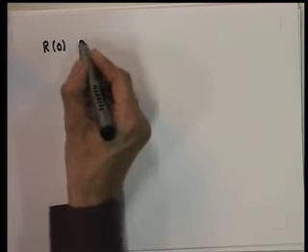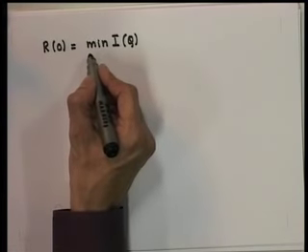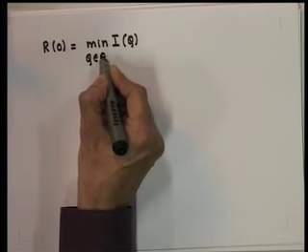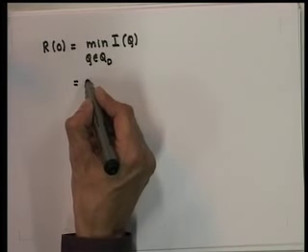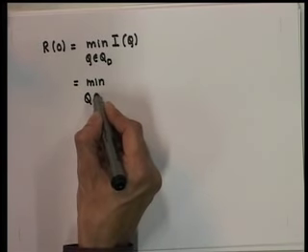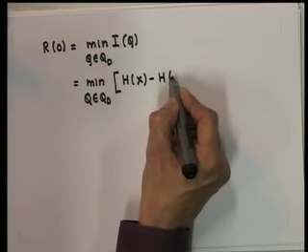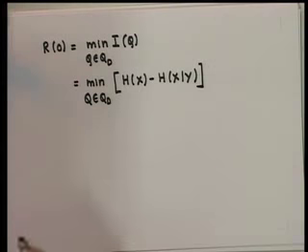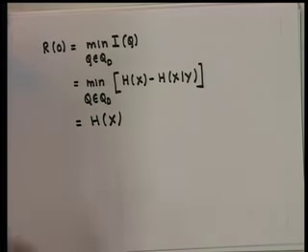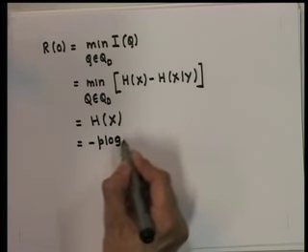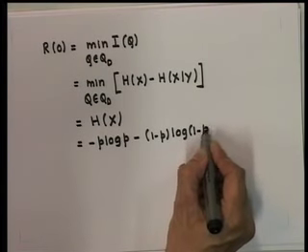Now, this is not difficult to show. R0 is equal to the minimum of I(Q), Q belonging to Q_D, and if D is equal to 0, this is equal to the minimum over Q belonging to Q_D of H(X) minus H(X given Y), and since the equivocation is 0, this is equal to H(X), which is equal to minus p log p minus (1 minus p) log of (1 minus p).